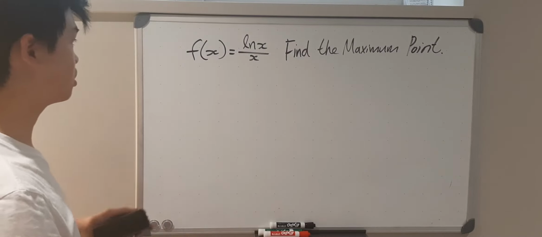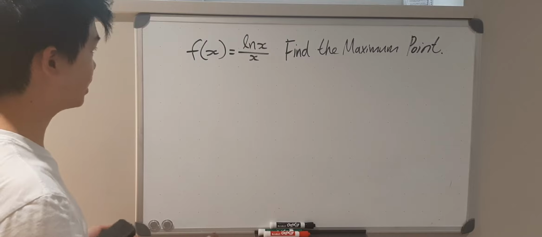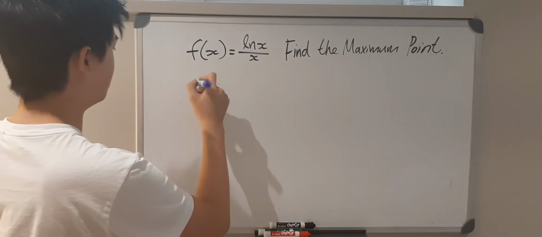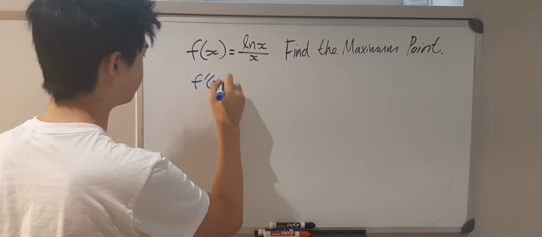Hello, so we have the function f of x equals ln x over x. We find the maximum point. So first let's find f prime of x.